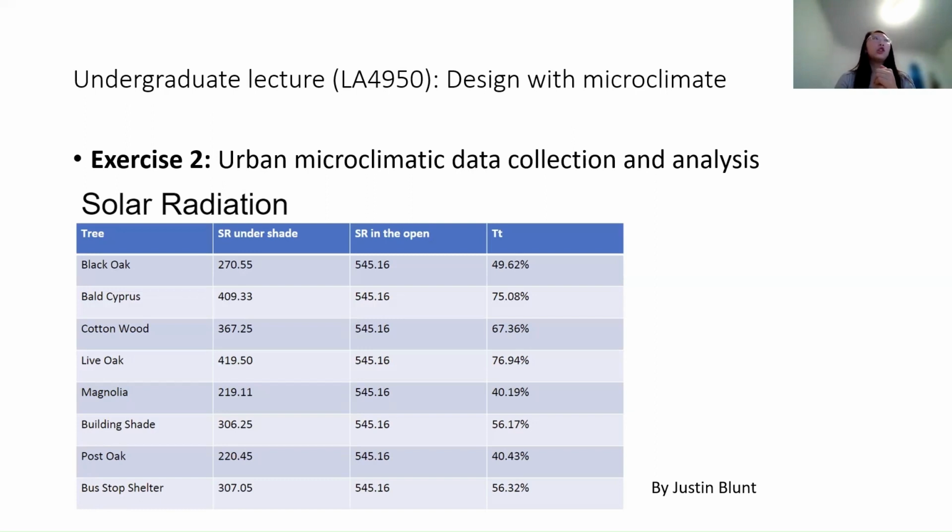In order to see the differences in solar radiation in microclimate, we went to different types of trees that are frequently used on the campus, and also under building shade or a bus stop shelter. So we went to different places on the campus to measure the solar radiation in the shade, under different types of trees or buildings, and we also measured the open solar radiation data.